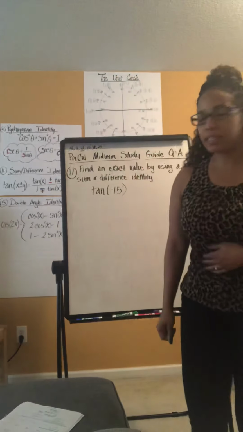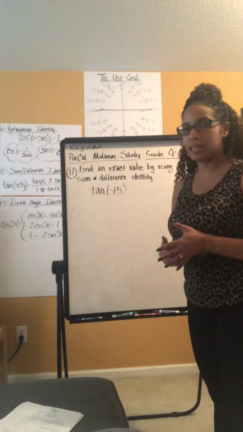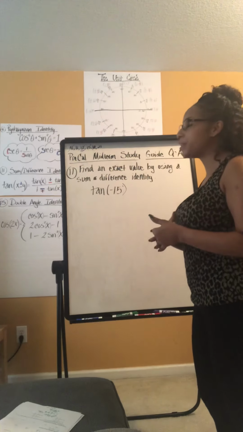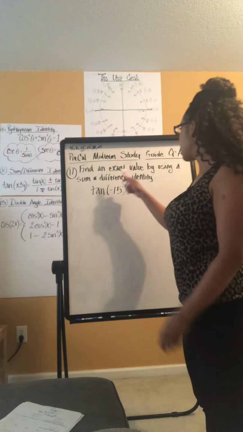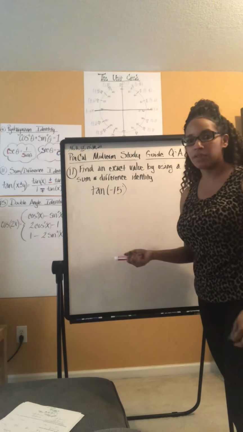All right, finally, question number 11. Several of you asked for this one. I understand why. There is a lot to it. All right, so it asked you to find an exact value by using a sum or difference identity.